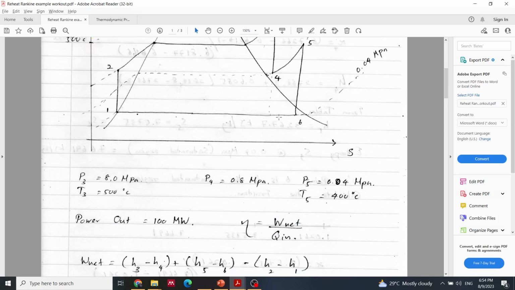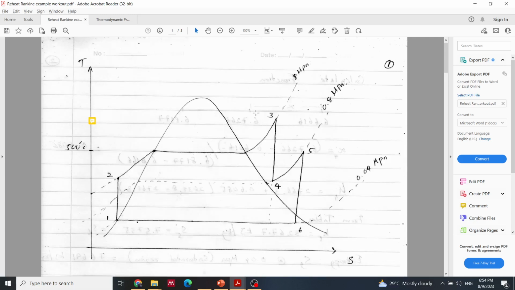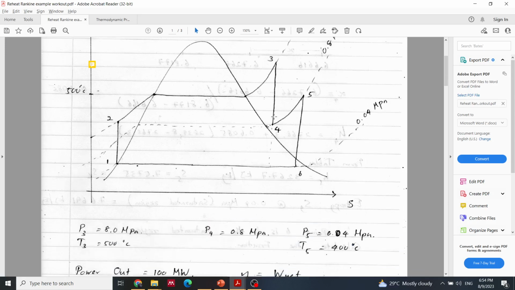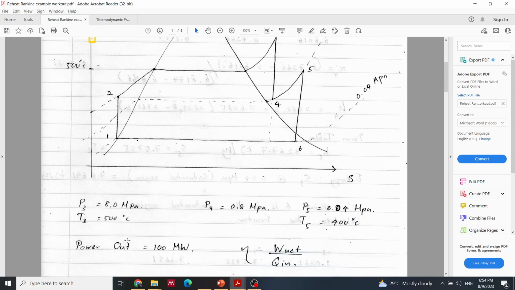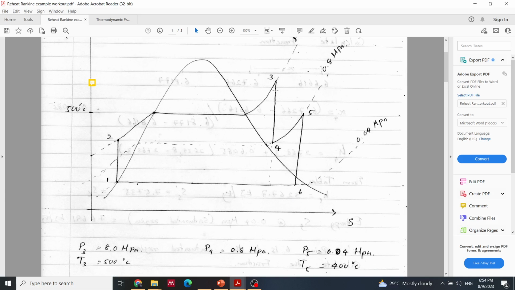Because for number 3, some parameters are already given in the question itself, so we can start from H3. We know the pressure and the temperature, and we know it is in the superheated region. Number 3 and number 5 should surely be in the superheated region, but we don't know about number 4 and number 6, whether they are in the superheated region or in the saturated region. We will find out as we go through the example. But first we start with number 3.